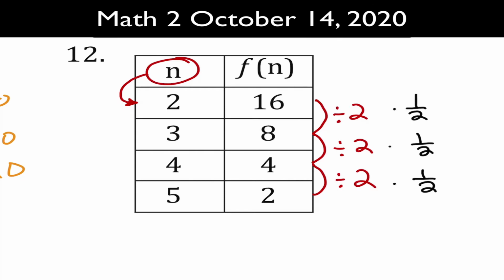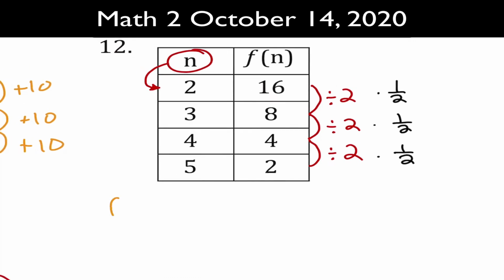But let's go ahead and just do our recursive. That one is a little bit easier because we have f of n, then we have f of n minus 1.